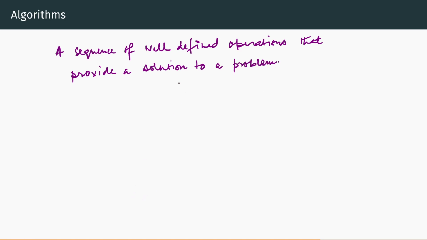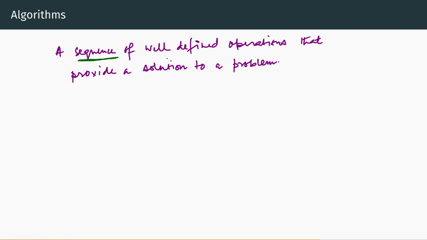Okay? So if you have a problem that you want to solve, and let's say you're teaching somebody else to solve that problem for you, what you do is you give a sequence of well-defined operations that that person can perform in order to solve that problem for you, right? Now, there are a few things to notice in this definition. Firstly, an algorithm is a sequence, okay? So it means it is a set of operations that has to be executed one after the other. There is a well-defined flow in which the operations are to be performed, okay?